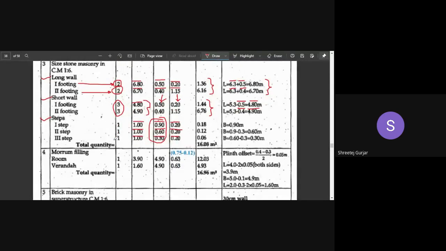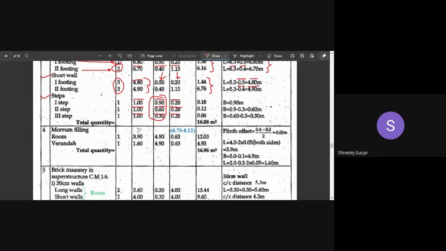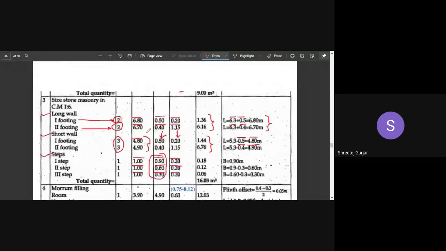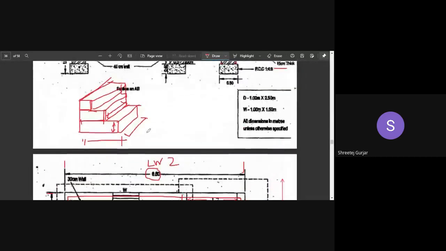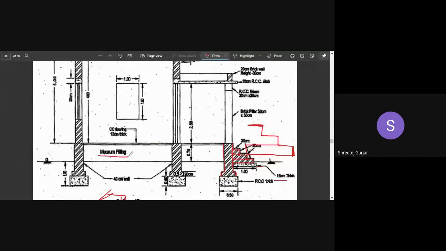Now moving on to Muram filling. Muram filling is what I've shown you in your cross section. This part is our Muram filling, right? So see, they have mentioned from here to here, this quantity which we need to calculate now. So this is the Muram filling quantity, and also here we need to calculate your Muram quantity.